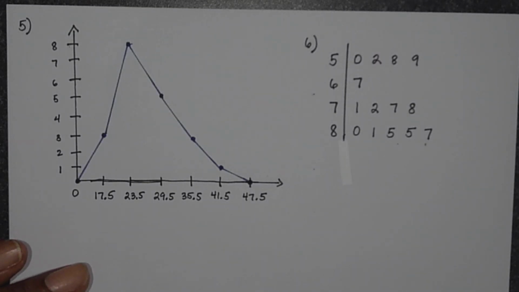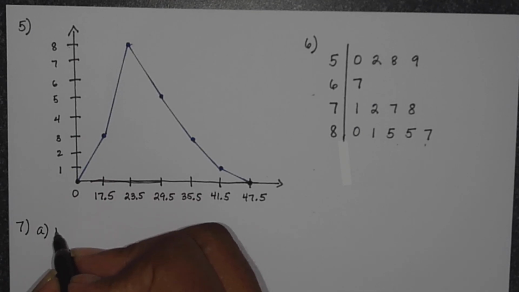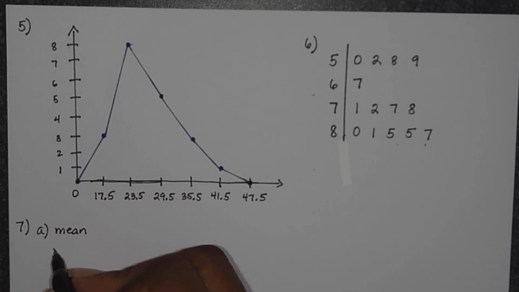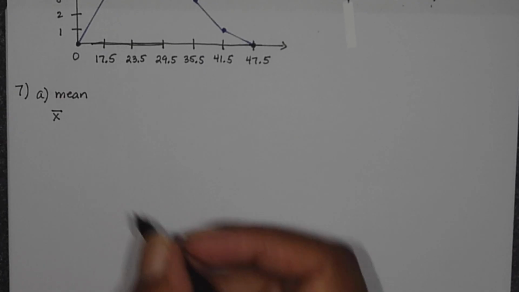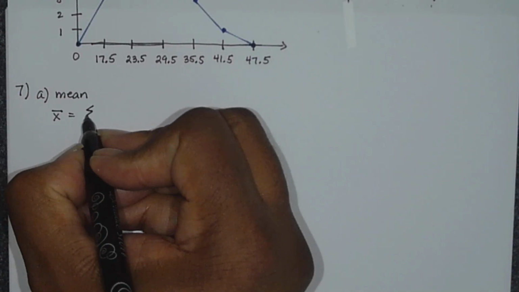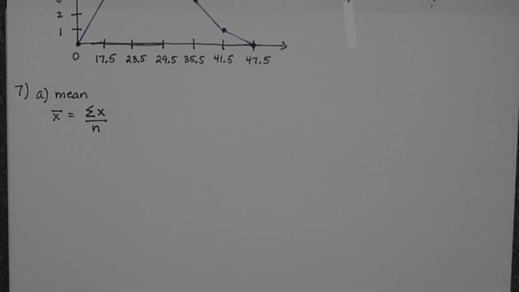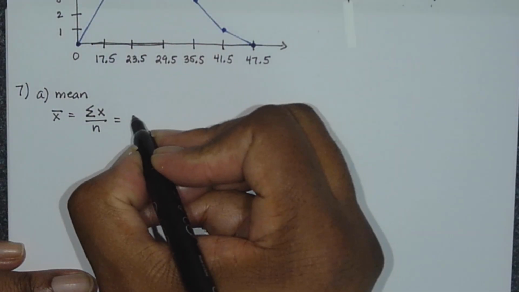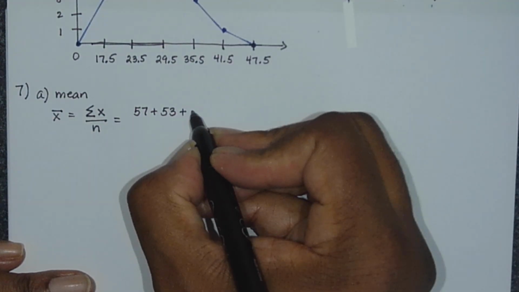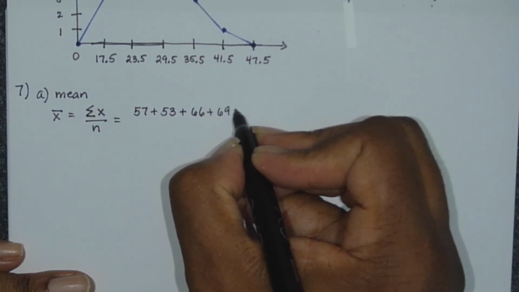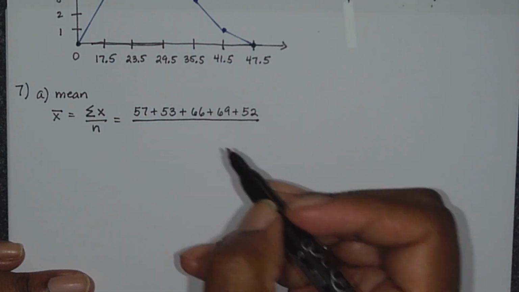So in this case, we will start by finding in part A the mean, which is in this case going to be x bar. To find the mean, we always take the sum of all the x values and divide by the number of data values we have. And in this case, our data values are going to be 57, 53, 66, 69, 52.